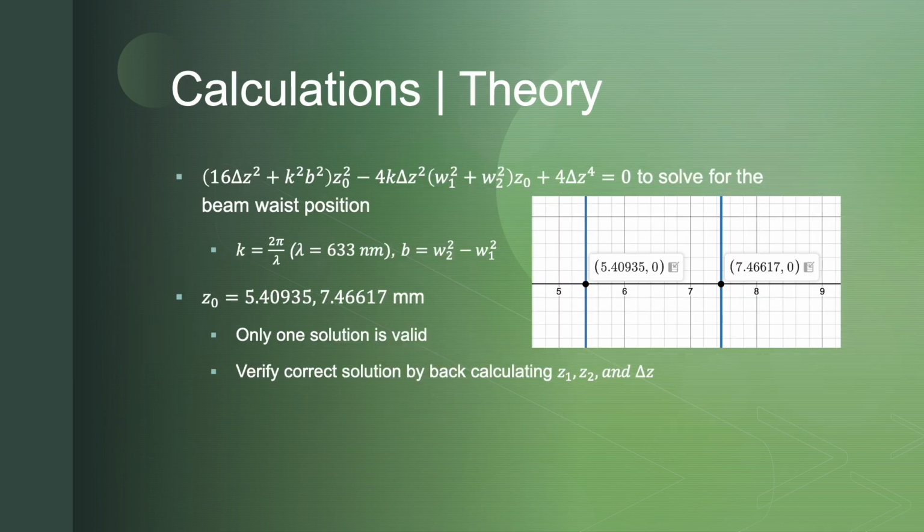To determine the beam waist position, we used a theoretical equation derived from Gaussian beam propagation. This expression relates the measured beam radii at two positions and the wavelength to solve for z0, the Rayleigh range, where the beam waist is located. We calculated two possible solutions, 5.41 millimeters and 7.47 millimeters. Based on our measurements and physical setup, only one is physically meaningful.